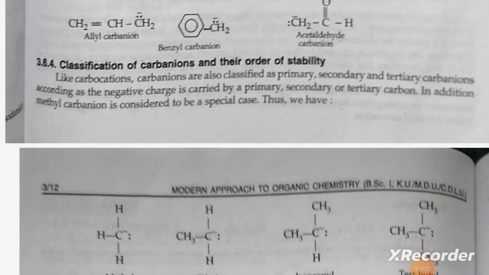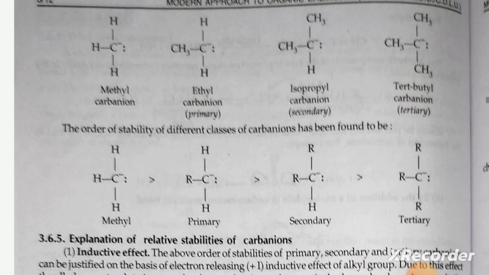Classification of carbanions and their order of stabilities. Like carbocations, carbanions are also classified as primary, secondary and tertiary carbanions according as the negative charge is carried by a primary, secondary or tertiary carbon. In addition, methyl carbanion is considered to be a special case. Thus, we have methyl carbanion, ethyl carbanion primary, isopropyl carbanion secondary, tertiary butyl carbanion tertiary. The order of stabilities of different classes of carbanion has been found to be methyl greater than primary, greater than secondary, greater than tertiary.